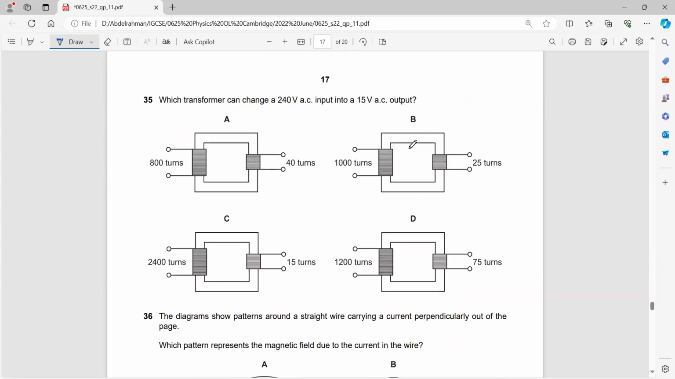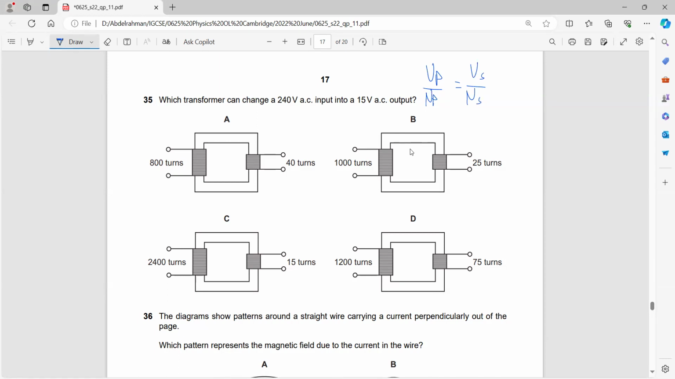Okay. Which transformer can change 240 AC to 15 AC? 240 AC input to 15 AC output. What should we do? What's the equation? What is the equation we use? It's Vp over Np equals Vs over Ns.